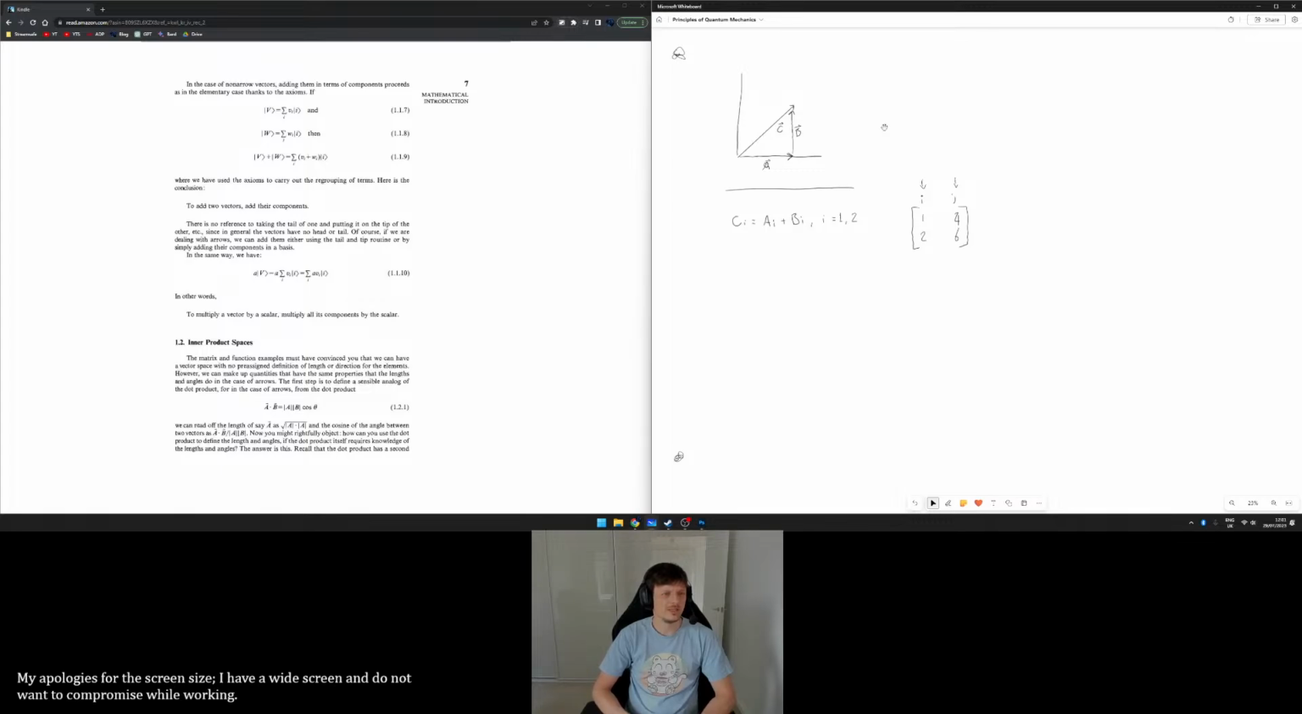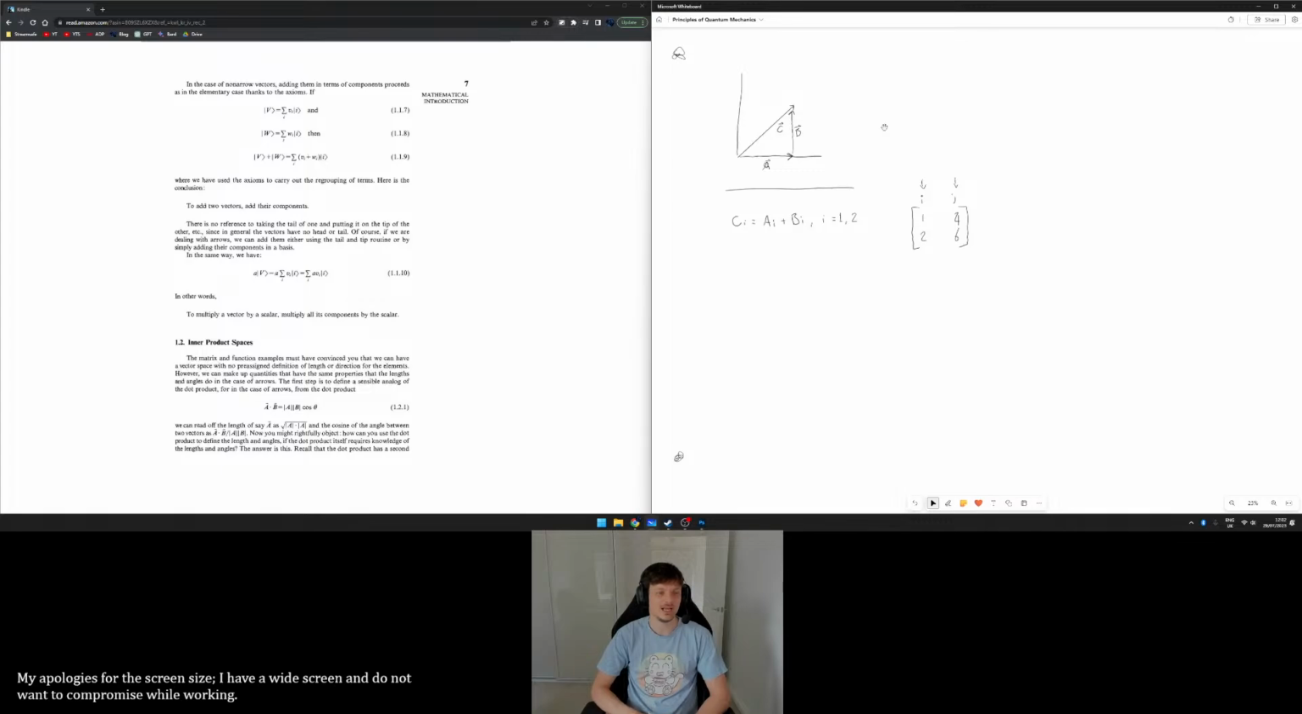So where we have used the axioms to carry out the regrouping of terms, here is the conclusion. To add two vectors, add their components. There is no reference to taking the tail of one and putting it on the tip of the other, etc., since in general the vectors have no head or tail. Of course, if we were dealing with arrows, we can add them either using the tail and tip routine or by simply adding their components in a basis.